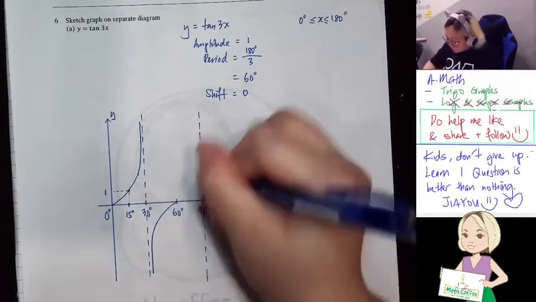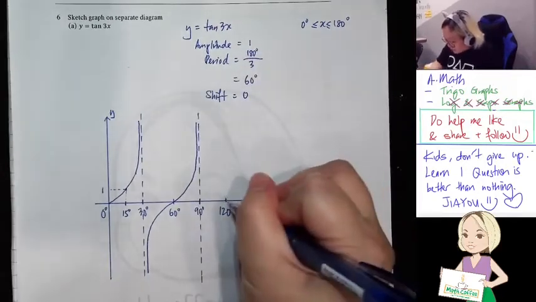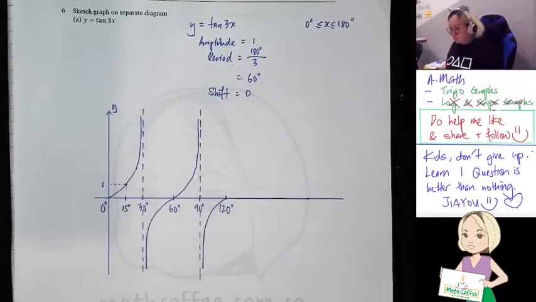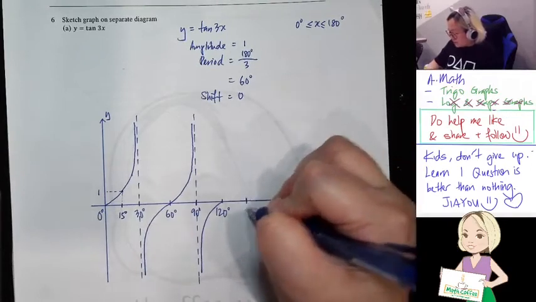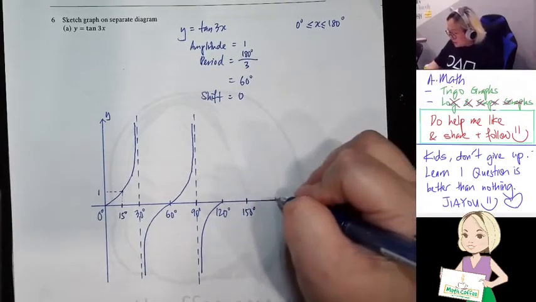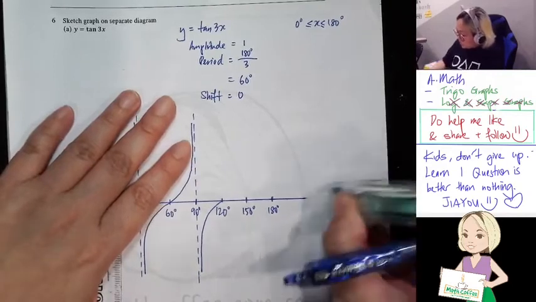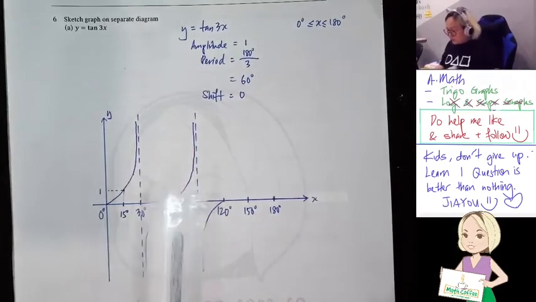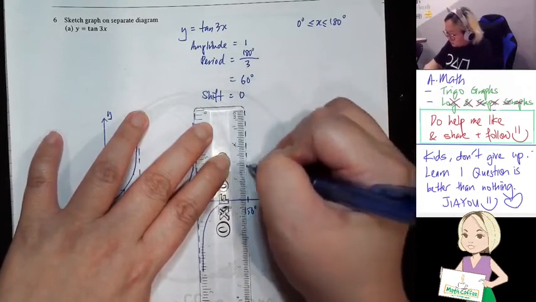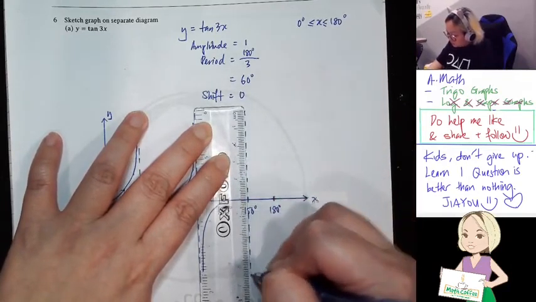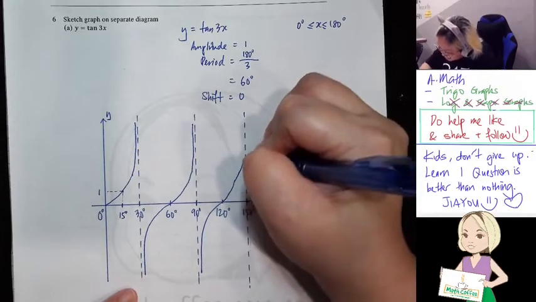Again, from 0, draw up. And then from here, draw down. Next, 120 plus 30, so it will be 150. That will be my third asymptote. 150 plus 30 is 180, and that will be the end of my third cycle. Actually, don't need so long. So in the end, here will be x. Third asymptote, 150. So from here, draw up.